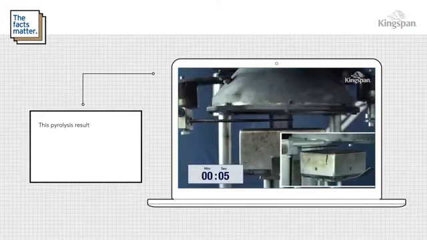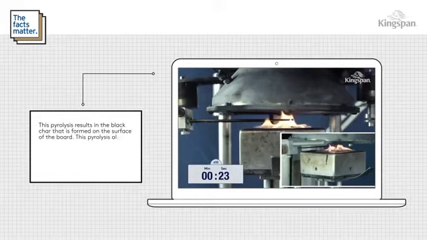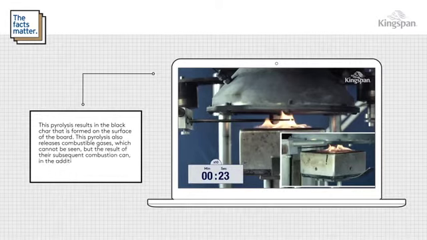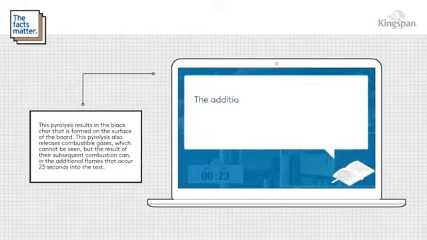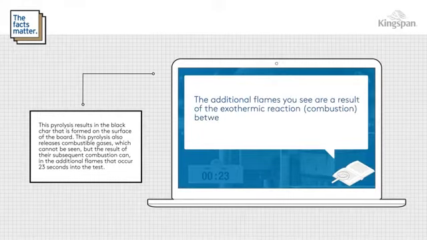This pyrolysis results in the black char that is formed on the surface of the board. This pyrolysis also releases combustible gases, which cannot be seen, but the result of their subsequent combustion can, in the additional flames that occur 23 seconds into the test. The additional flames you see are a result of the exothermic reaction, combustion, between the hot combustible gases and oxygen.